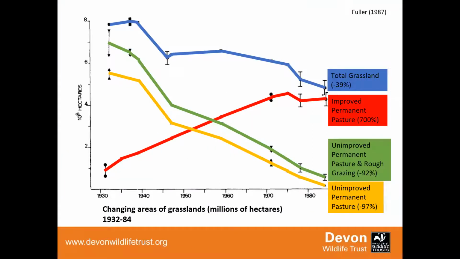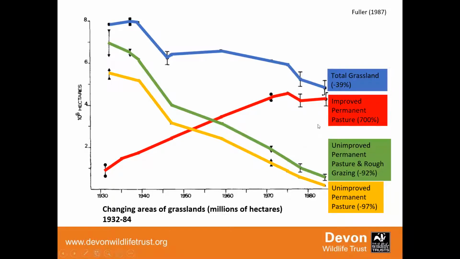And just to show you a bit more of the detail of that, please forgive me for butchering Fuller's own graphs in this, but hopefully it just makes it a bit clearer. The interesting thing here is the 97% is down at the bottom here. The yellow line is loss of unimproved permanent pasture, which is taken to mean species rich. But the interesting thing here is there's also a 40% loss of total grassland. So much land is going over to arable in this time. And that's linked to this increase in permanent pasture, which is a 700% increase in permanent pasture.